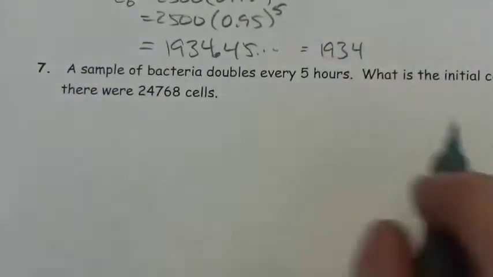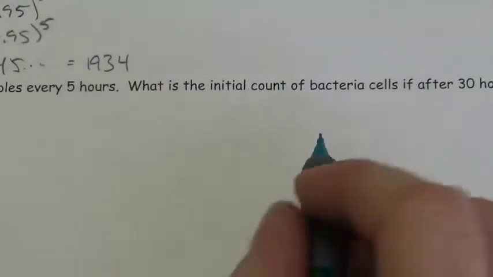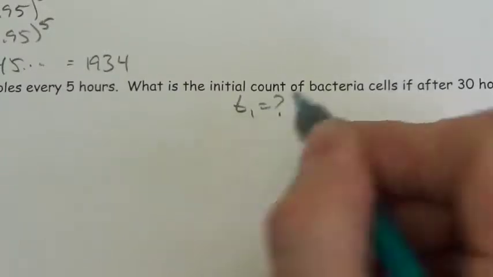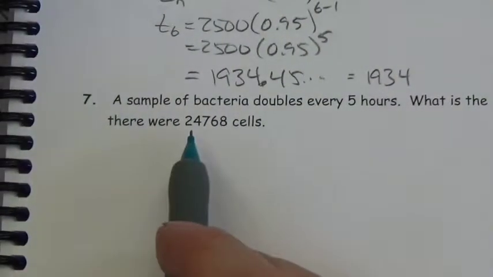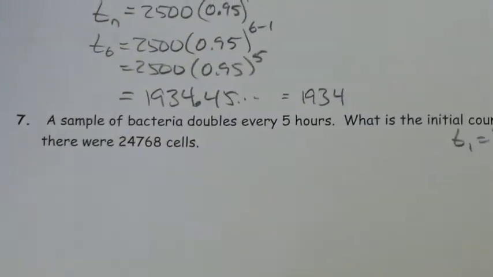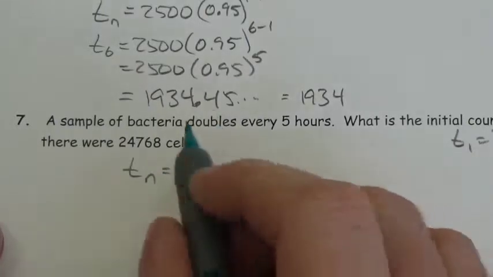A sample of bacteria doubles every 5 hours. So what is the initial count of bacteria cells? Okay, so that's T1. We're looking for T1, if after 30 hours there are 24,768 cells. Okay, a lot going on here. Let's take a look at our formula.